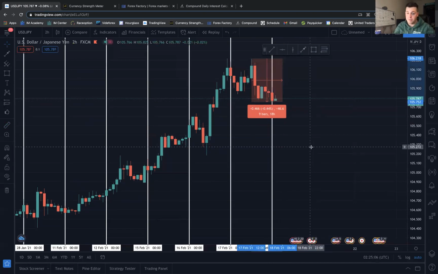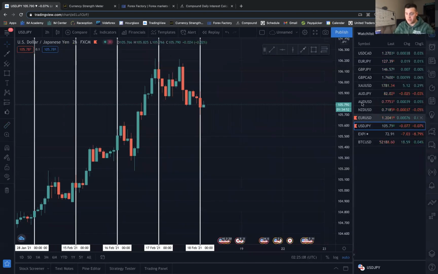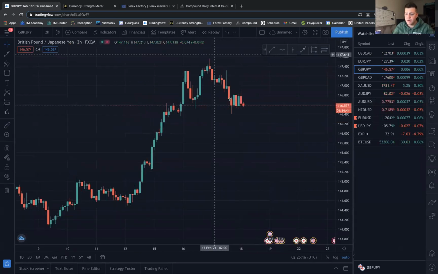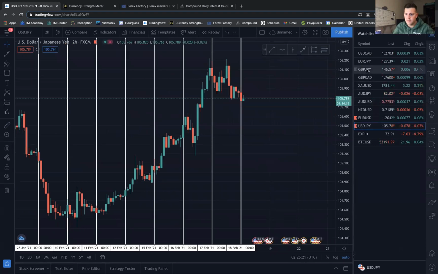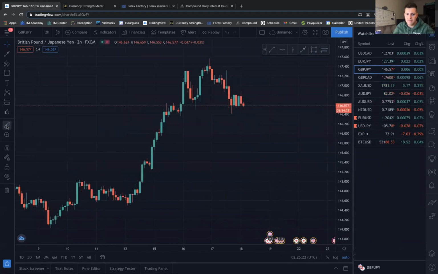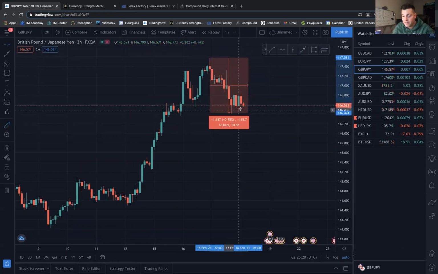The reason why I call it a grandpa pair is because check this out. Let's go over to GBP JPY, Great British Pound Japanese yen. This looks relatively the same, right? It looks pretty much the same. I'm going from USD JPY to GBP JPY, but check it out. I'm going to take the measure tool and go from the high all the way down to the low. That moved 115 pips. That's twice as much difference. But looking at the chart, to the average eye, it would not look like such a big difference.